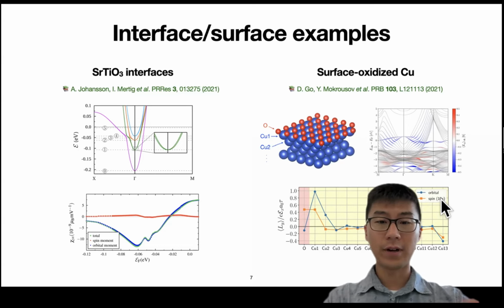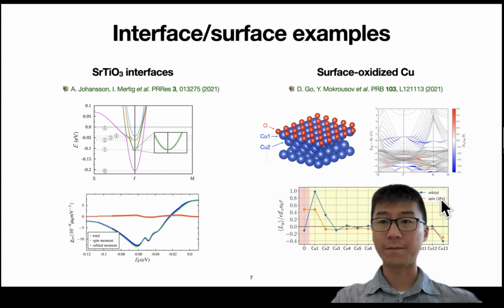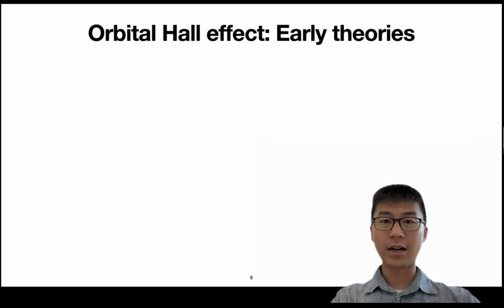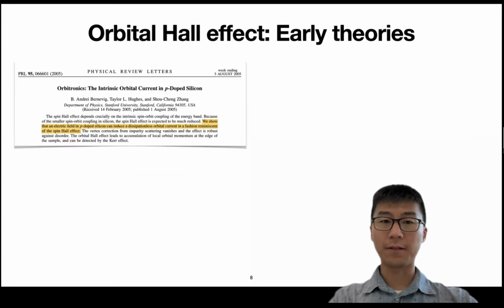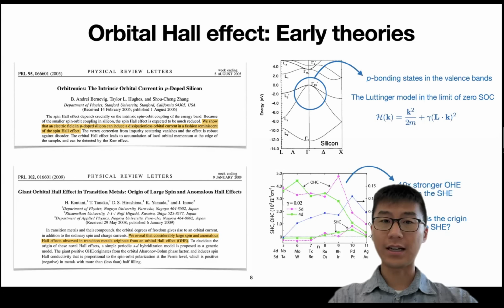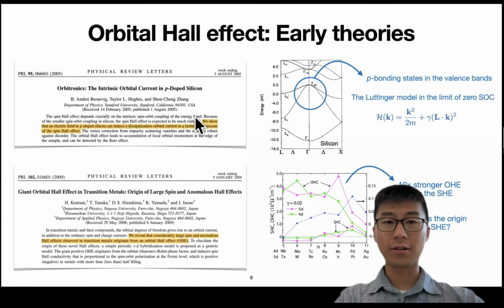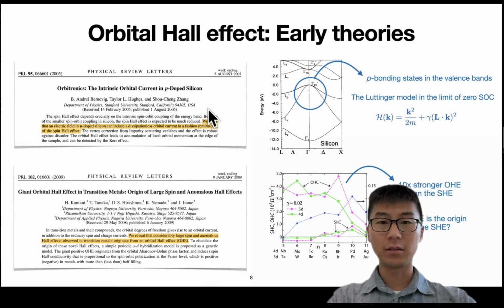So this so far was a discussion on the Rashba effect, Edelstein effect, sorry. So now let's turn our gear to the orbital Hall effect. Now, the orbital Hall effect was actually proposed already in 2005 and 2009. And in the first paper, 2005, by Bernevig et al., they analyzed the whole band, the valence band of silicon, analyzed the following Hamiltonian. And you immediately notice that this is nothing but the orbital texture Hamiltonian that we discussed in the first part.